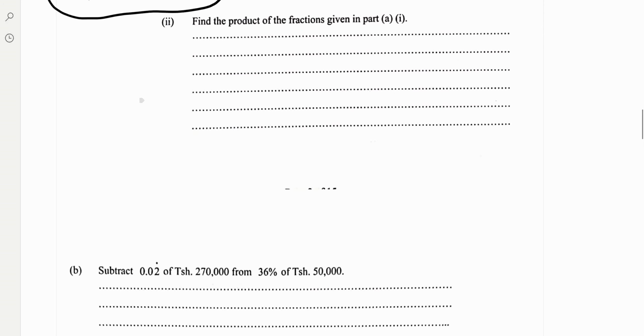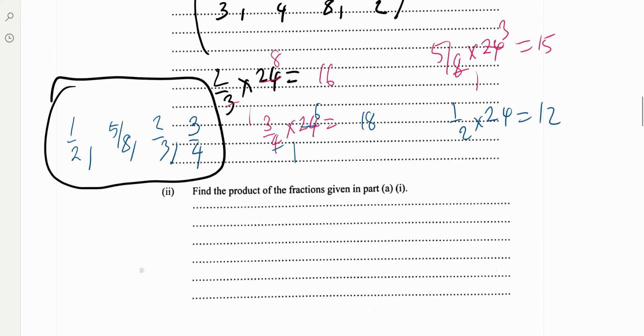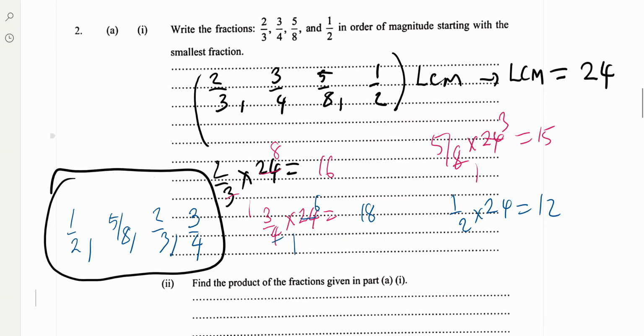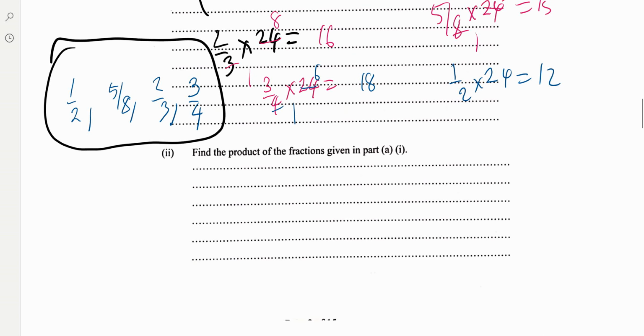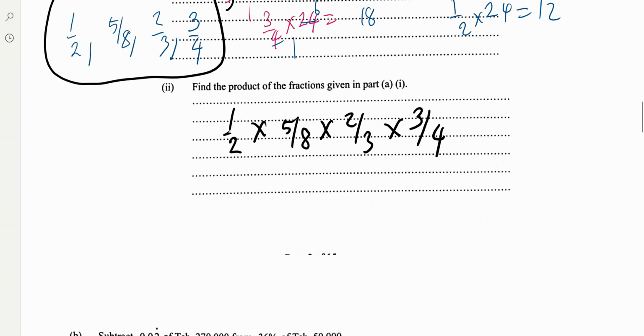Find the product of the fractions given in part A above. So we'll be taking now the product. So we'll be taking a half times 5/8 times 2/3 times 3/4. But by this we can see that it is possible to simplify by 2, 2 and 1, then by 3, 3 and 1. Then you'll be having actually 5/32, dear students.